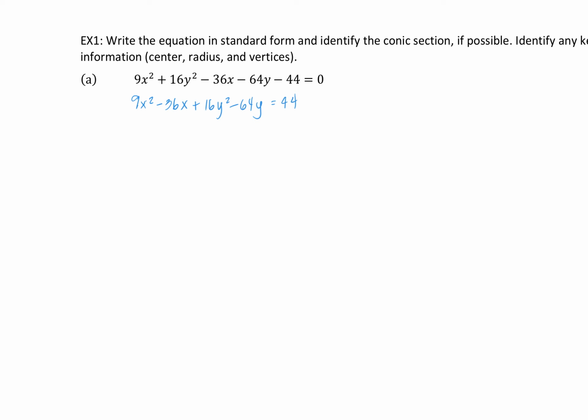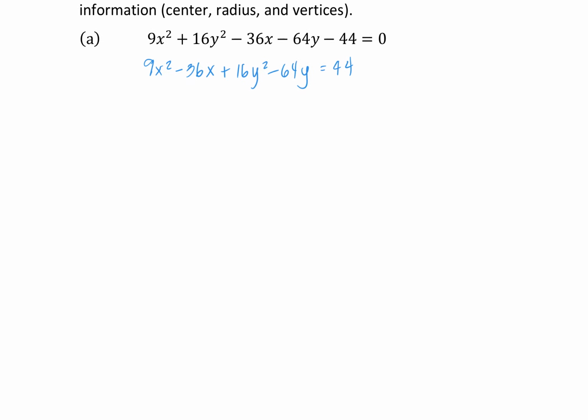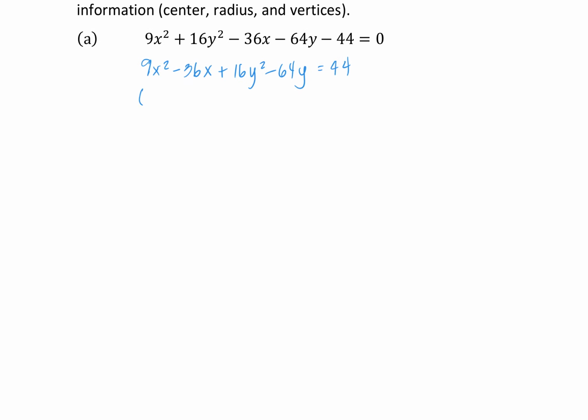Now that I have the x's together, what I want to do is complete the square on the x's. So if I group 9x squared minus 36x, and I group 16y squared minus 64y, it's going to be easier for me to see how to complete this square. The first thing I want to do is get this square by itself. So notice in our first set of parentheses, there's a 9 in front of the x squared. I need to factor that out.